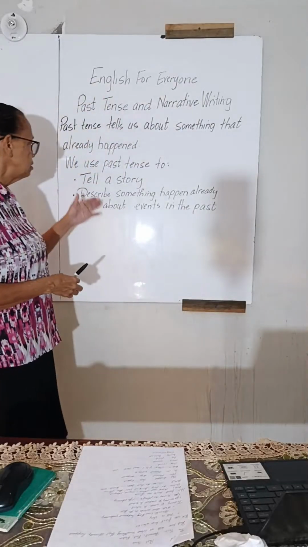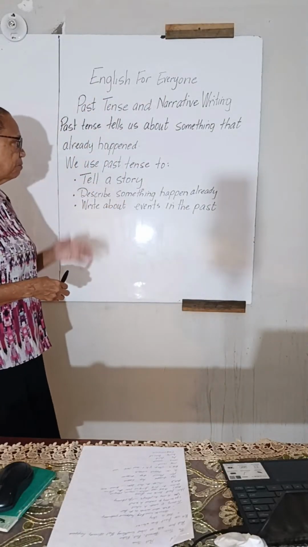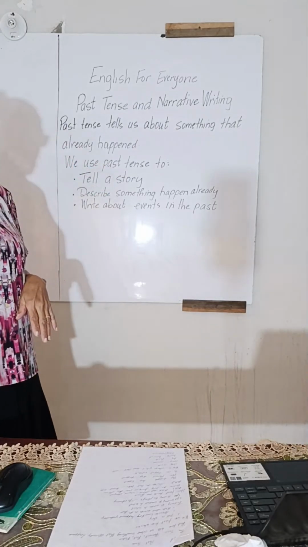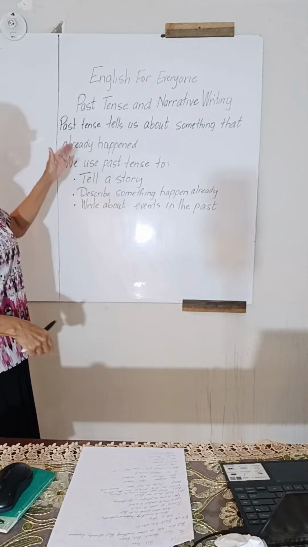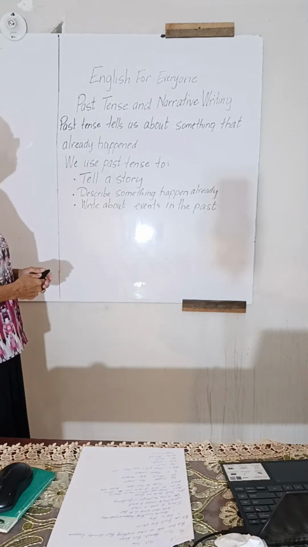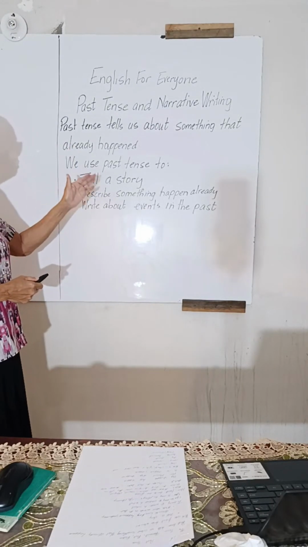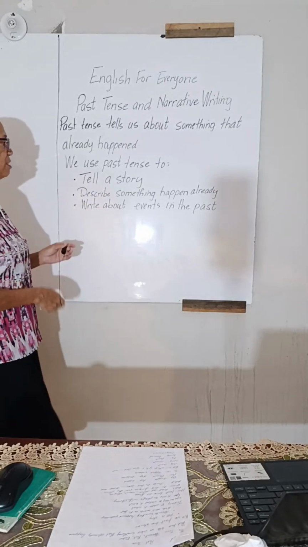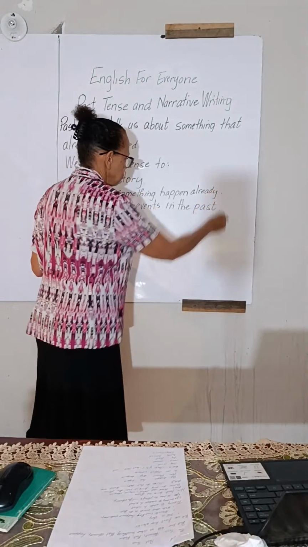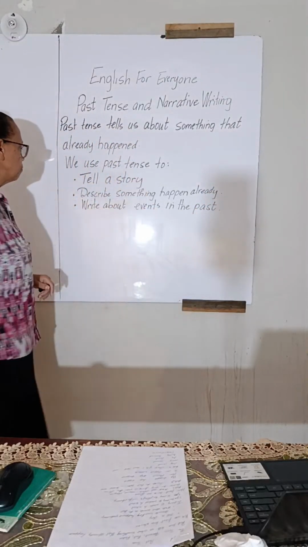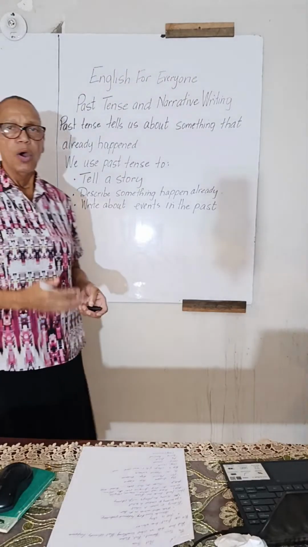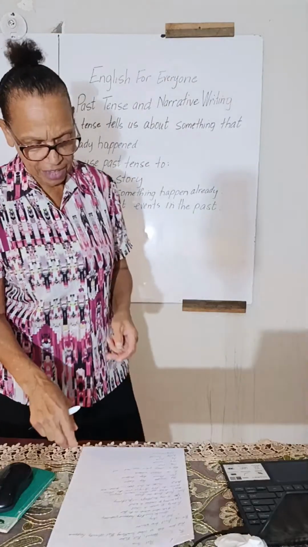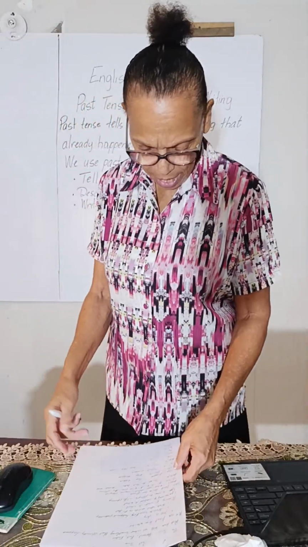All right, so describe something that happened already. Tense tells you about the past, present, and future. We are looking at the past tense, which tells us about something that already happened. We use past tense to tell a story, to describe something that happened already, and to write about events in the past. Now, how past tenses are formed. We looked at that last week.